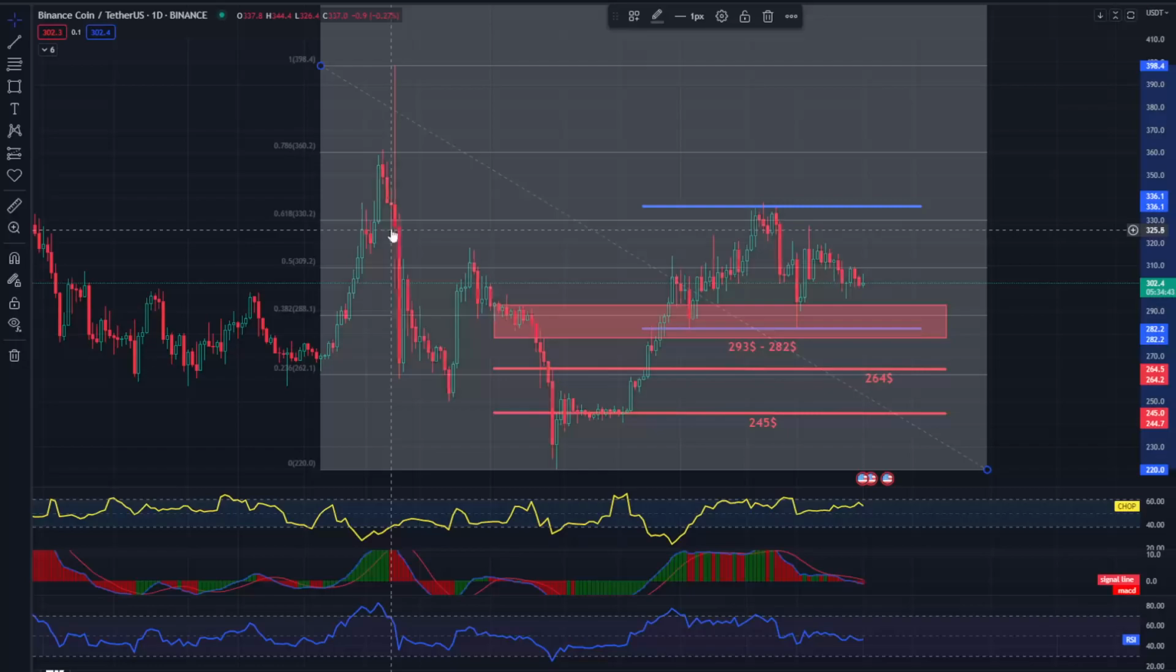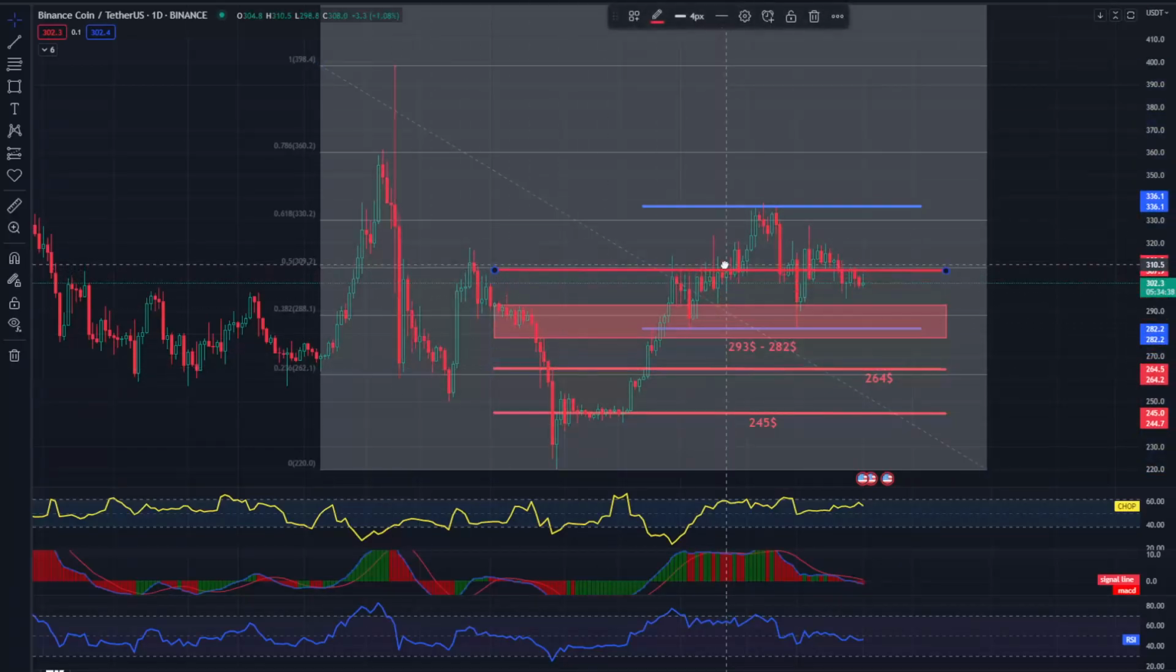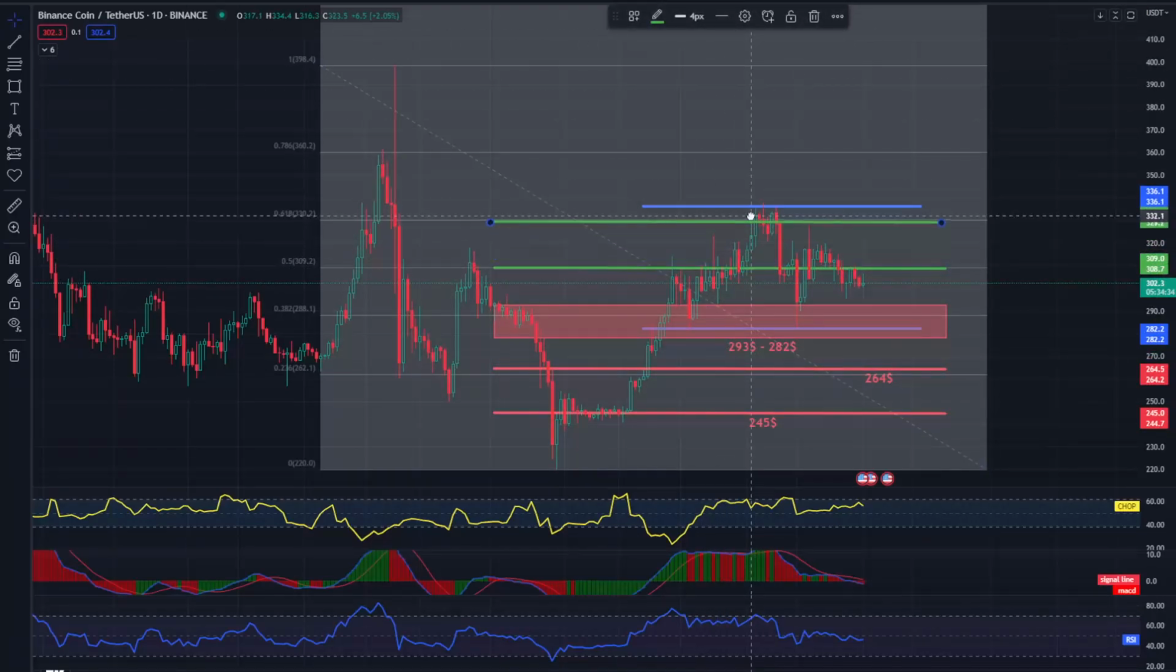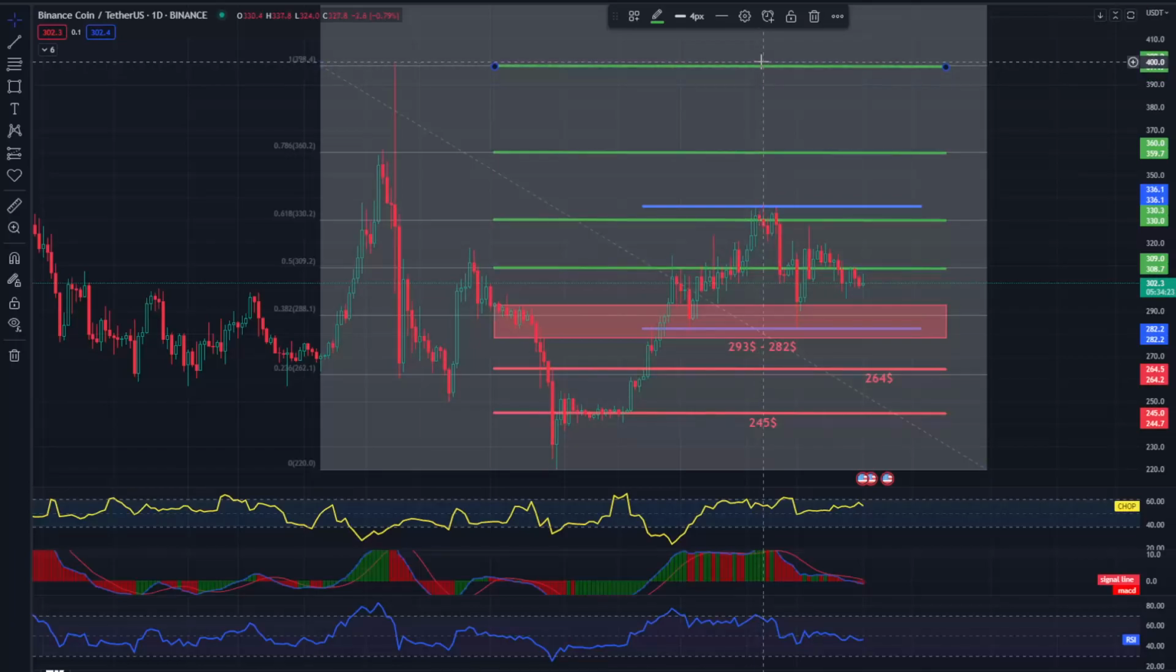Looking the other way, we see that the price bounces off the first resistance at $309. However, if it manages to overcome it, we have the second resistance at $330, the third at $360, and then the fourth at $398.